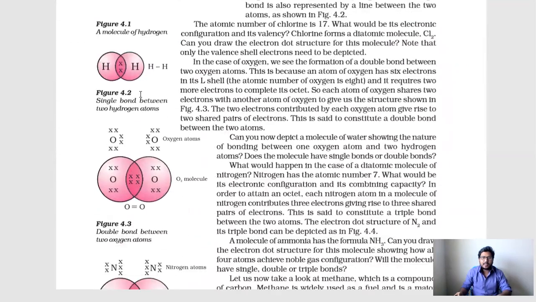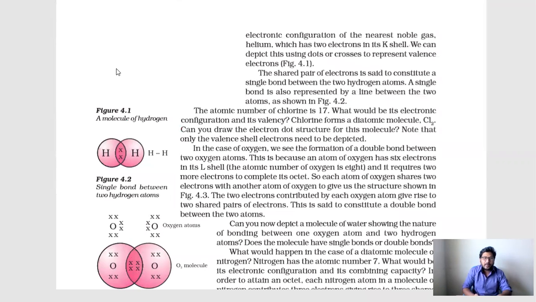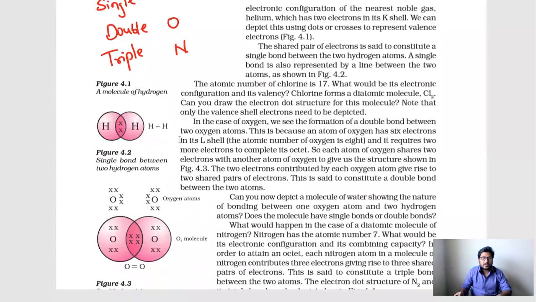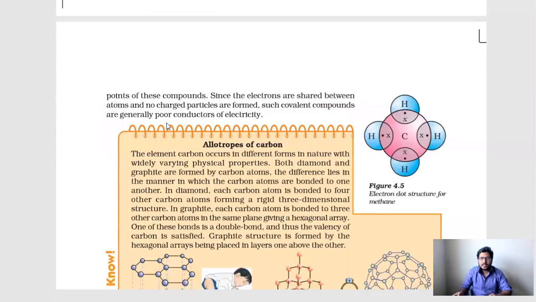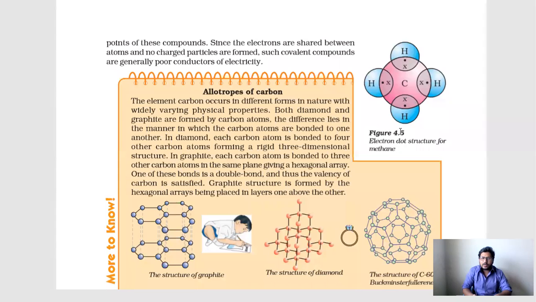And in the next lecture, we are going to see bonding between atoms. Here we are going to discuss single bond, double bond, triple bond. Single bond in hydrogen, double bond in oxygen, triple bond in nitrogen. So what are these diagrams? How to represent those diagrams? What is the meaning of this cross X? What is the meaning of this small hyphen dash? I'll explain to you. And what is this electron dot structure?